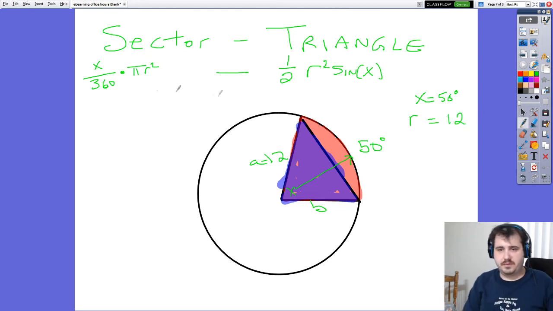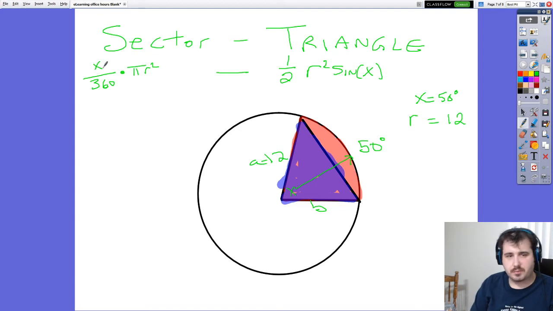Well, now that's all the variables that I need to plug in, so I'm going to plug in x here and x here. I'm going to plug in r here and r here. So 50 goes here, 50 goes here, 12 goes here, 12 goes here. And then that's how you do it once you plug all that in.